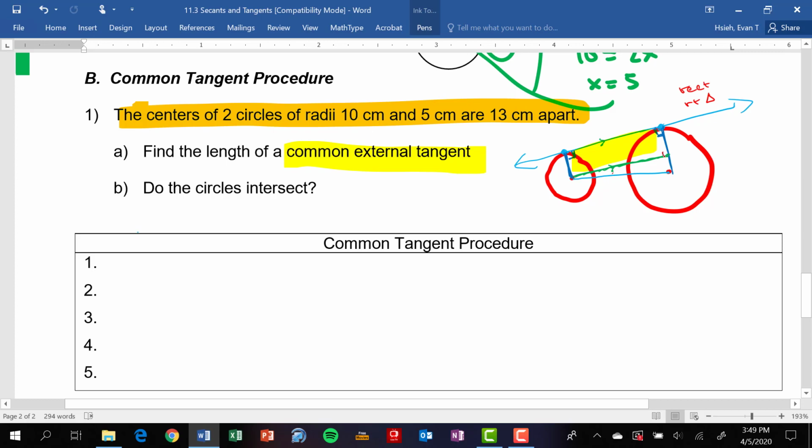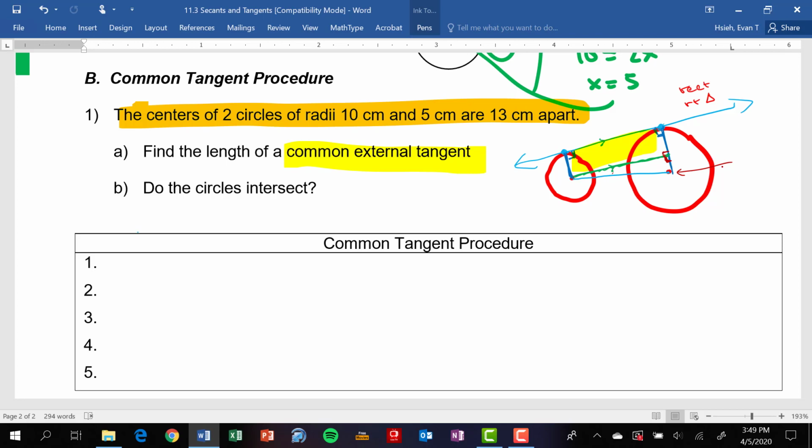Because it's a rectangle, this angle is a right angle here. This also has to be a right angle right there. The mistake a lot of students make is that they make the right angle at the center there. The right angle will never be at the center there. Okay, it's never going to be there when you draw this out.